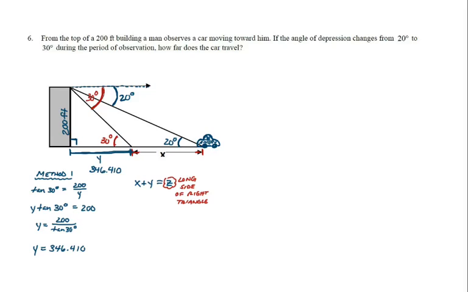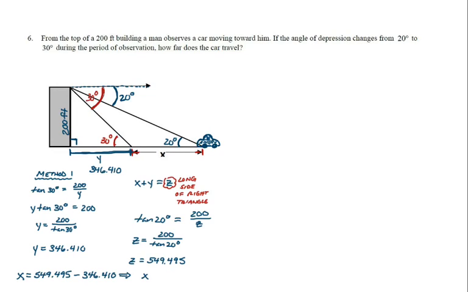So the way I'm going to use that is tangent of 20 degrees, being the angle where the car originally was to the tower, is 200 opposite side over the adjacent side, which is the entire length that I just called z. So if I solve for z, I'd get z equals 200 over tangent of 20, so z is 549.495. So again, 549.495 is the total distance from the car to the building originally, and I already found y, which is the distance from the car's second position to the tower. So if I subtract those, it should give me x. So x should be 549.495 minus 346.410, which tells me x should be 203.085.